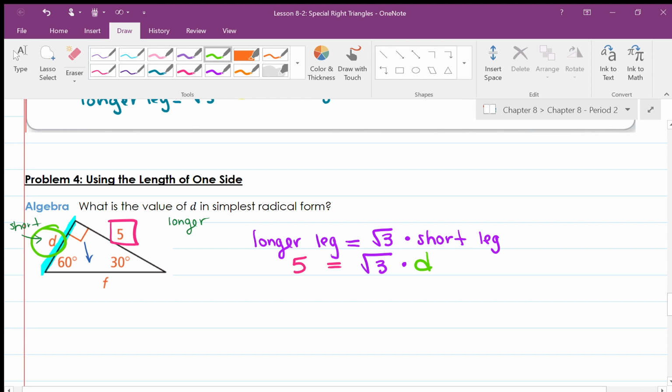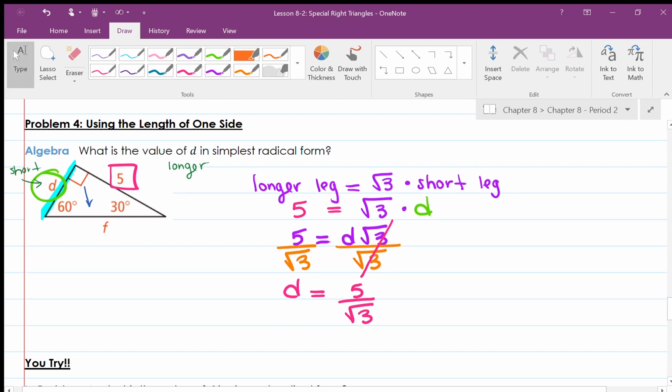So here's the expression that we have so far, but we are trying to solve for D. 5 is equal to D radical 3. Now, in order to isolate this variable, you're going to have to cancel out this radical 3 by division, and you have to do it on both sides. This is going to cancel out here, leaving you with D is equal to 5 divided by the square root of 3. Now, in yesterday's lesson, we learned that you are not allowed to leave that radical in the denominator.